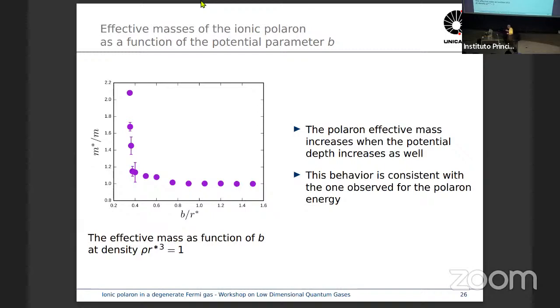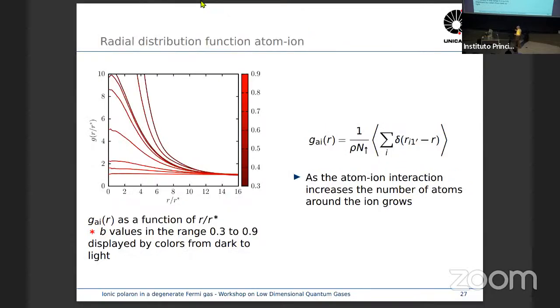Maybe this can be seen more clearly here, where I show you the radial distribution function for different values of B. So we start with the deep potential, which is this dark line here, and then we go to shallower and shallower potentials. So what we see is that around the ion, when we have the deep potential, there are a lot of atoms around this impurity.